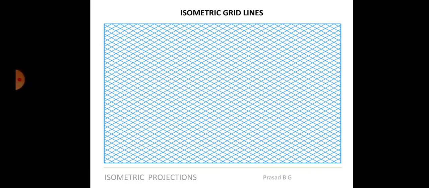Alright, so what I want you to do is draw a cube of 50 mm sides. That's all, in an isometric view. So there is no showing of hidden lines. You only have to draw the cube, the top face, the left face and the right face. Three faces will come.